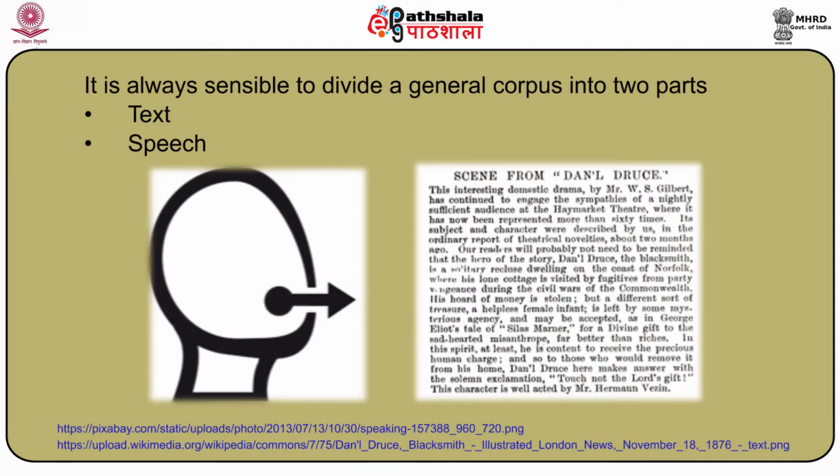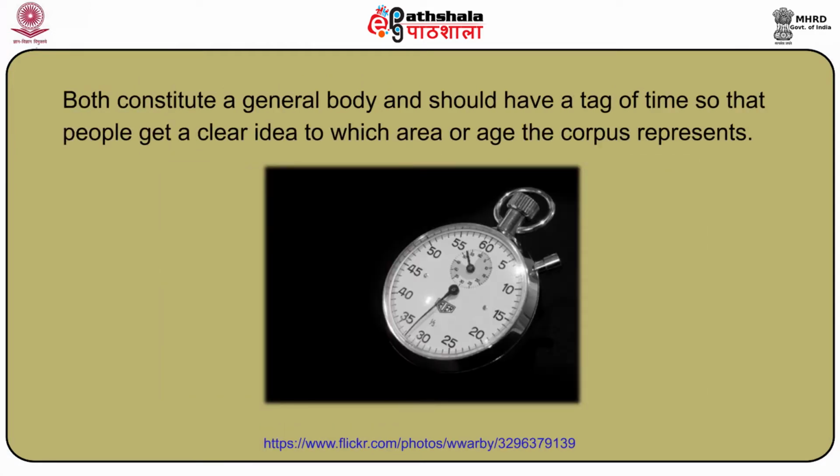It is always sensible, it is always better to keep a general corpus in two parts. One is the text part, another is the speech part. Both of them actually constitute a general body, a general corpus of the time, and it should have a tag of time on it so that people get a very clear idea for which area, which language of this particular area or which age this corpus represents.